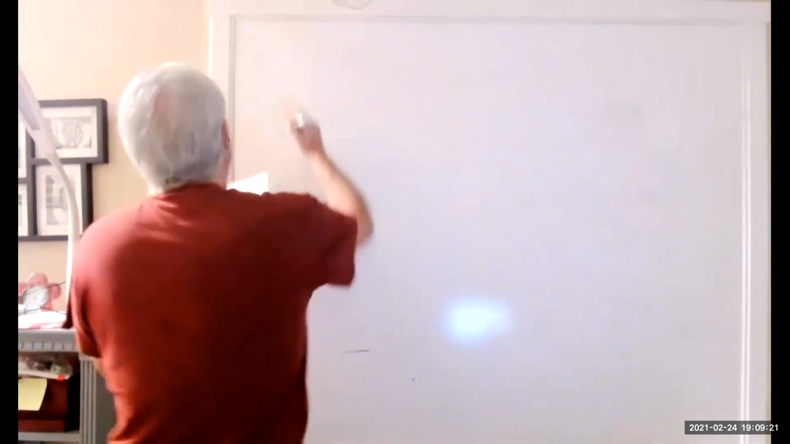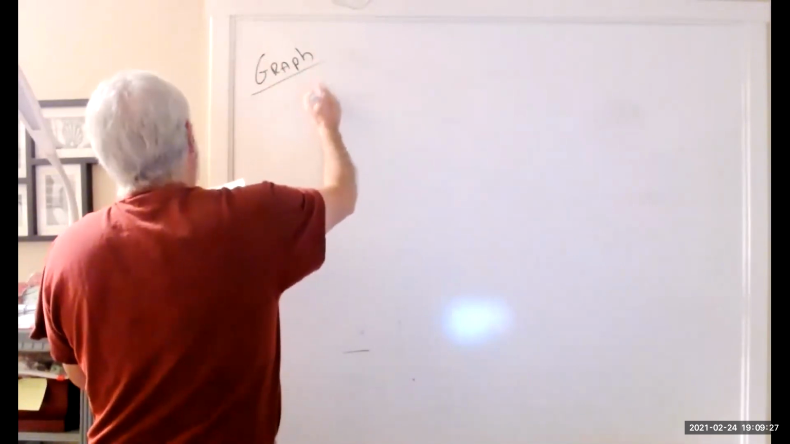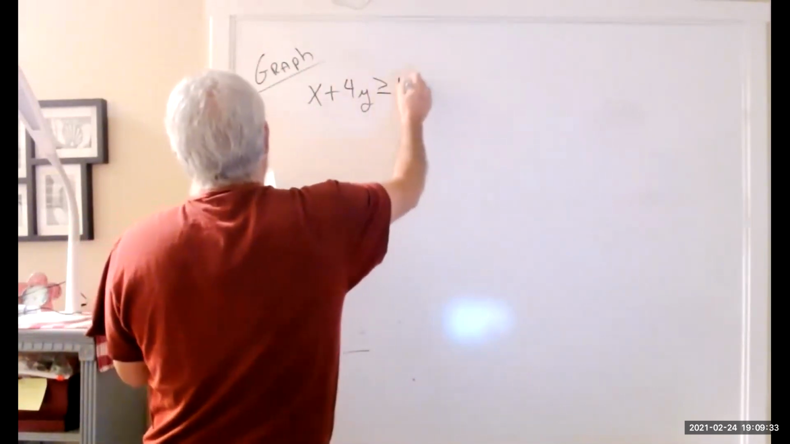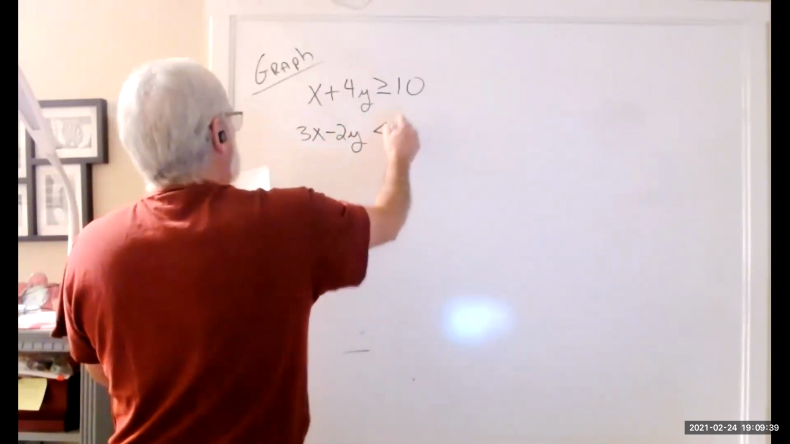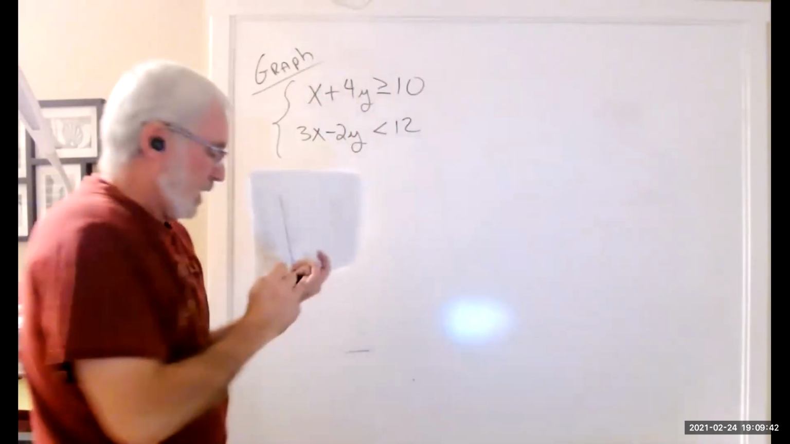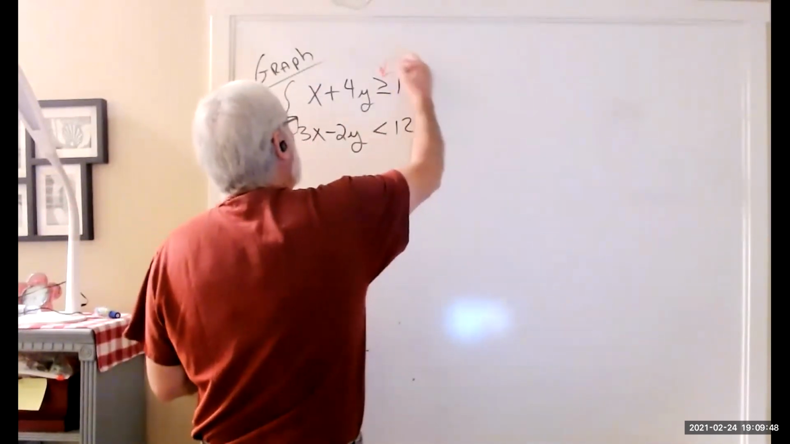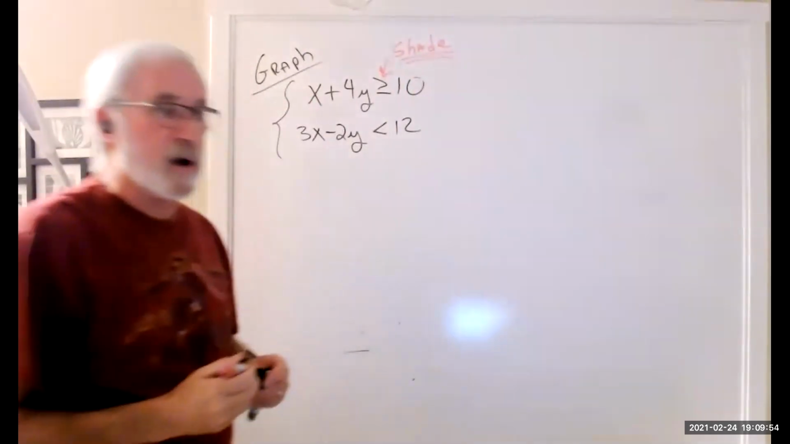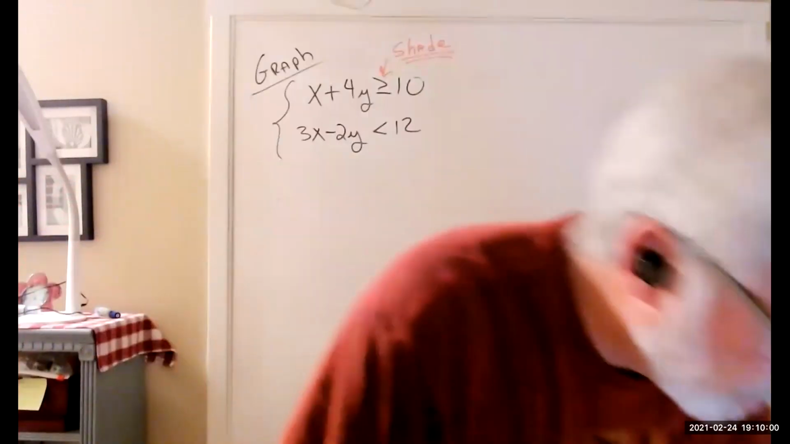The next thing I want you to do, and I'll give you a few minutes to work on this, is graph this problem: x plus 4y is greater than or equal to 10, and 3x minus 2y is less than 12. I'll give you a hint. When you're graphing with an inequality, it means eventually you're going to be shading. So you want to graph these and then shade. Okay, I'll give you about 5 minutes.